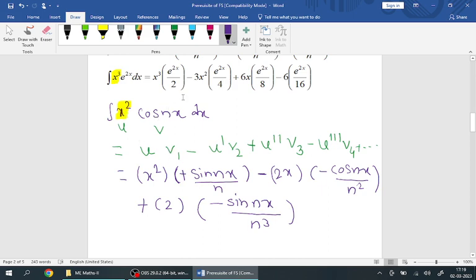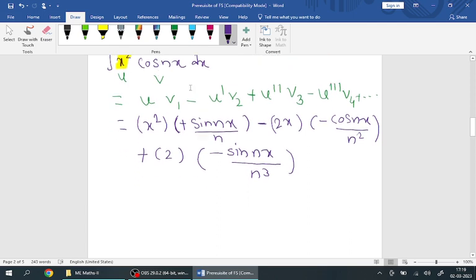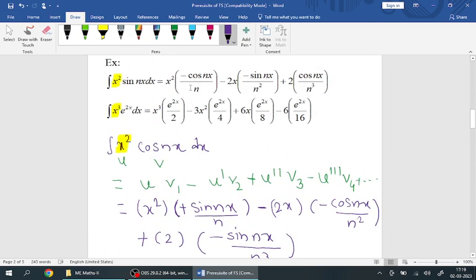Exactly similar way we can integrate others, just like x cube e raised to 2x. That is another example shown here. This one is u and this one is v. In x cube e raised to 2x dx, this one is u and this one is v1.